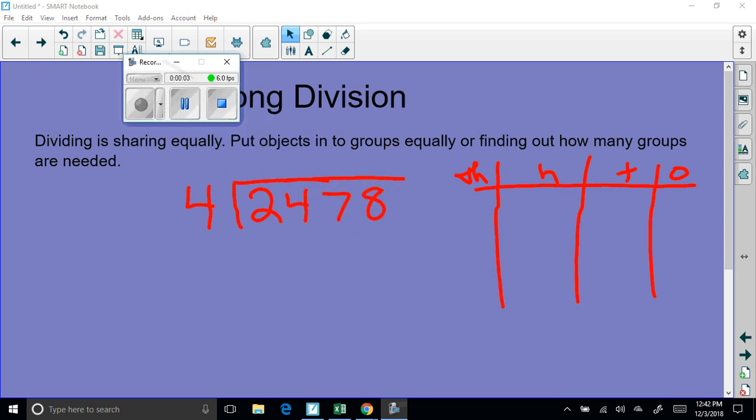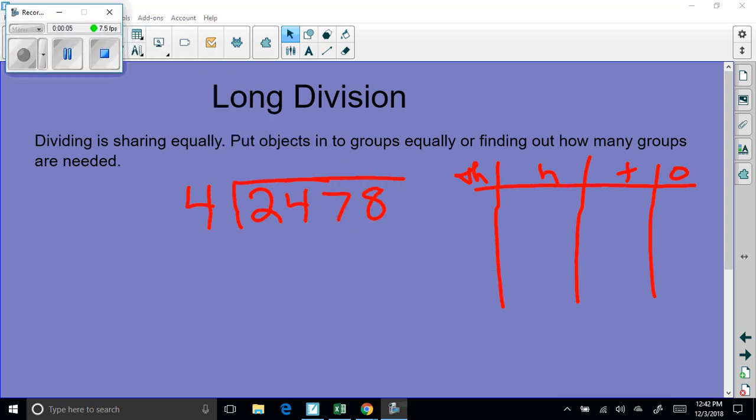So we are talking about long division. Long division is still dividing, sharing equally, and putting objects into groups equally, or finding out how many groups are needed. So it's either one of those things.